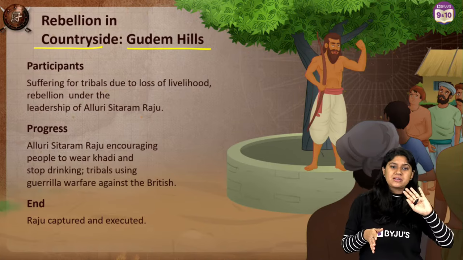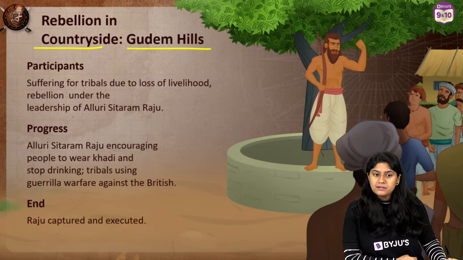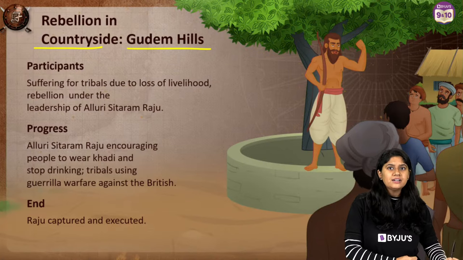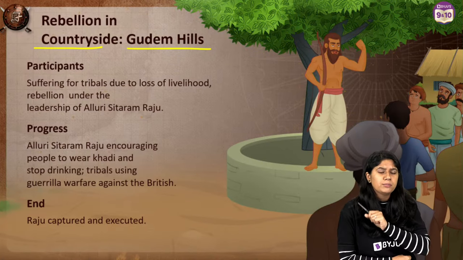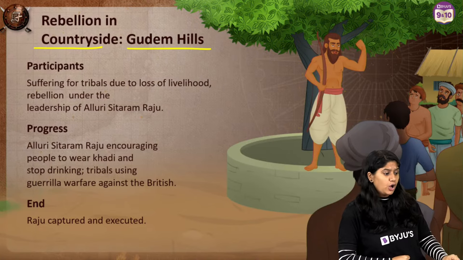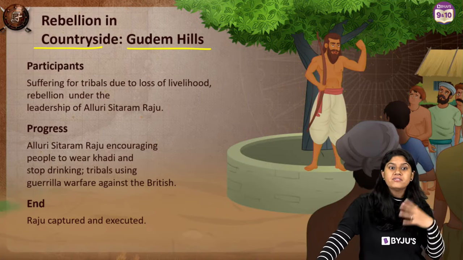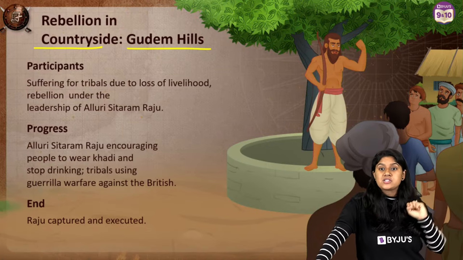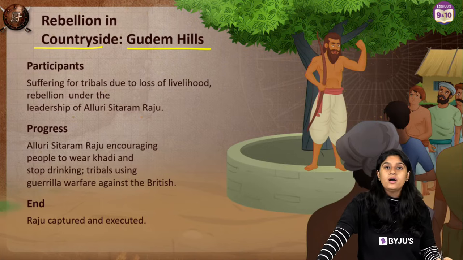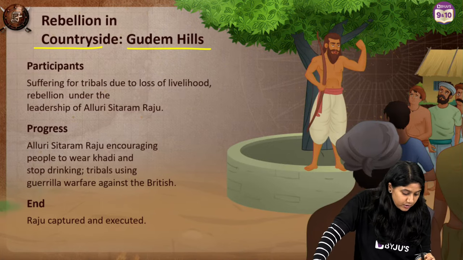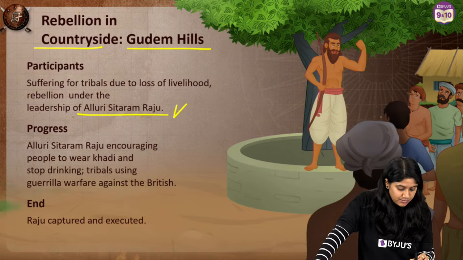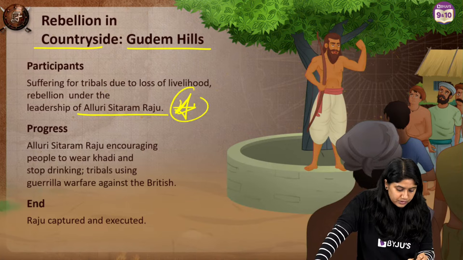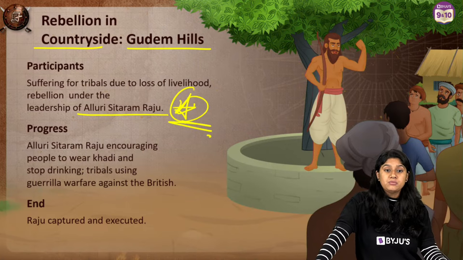I'll answer your question, Lakshmi, after some time, right? So, because of all of this, people were not very convinced with the idea that the British are doing good for them. And during the non-cooperation movement, everyone was supporting Gandhiji. And of course, we have a very important leader, Alluri Sitarama Raju, who was a very prominent leader at that particular time, who took charge of this particular movement. Very good.